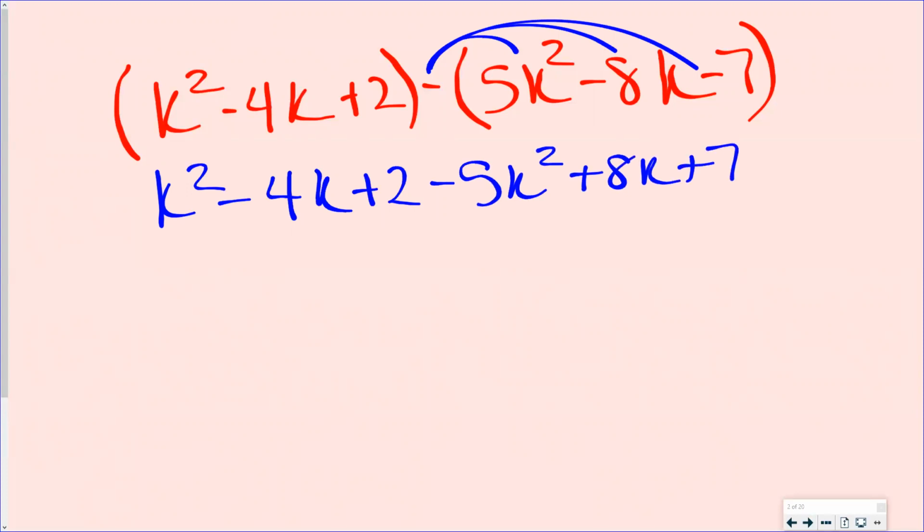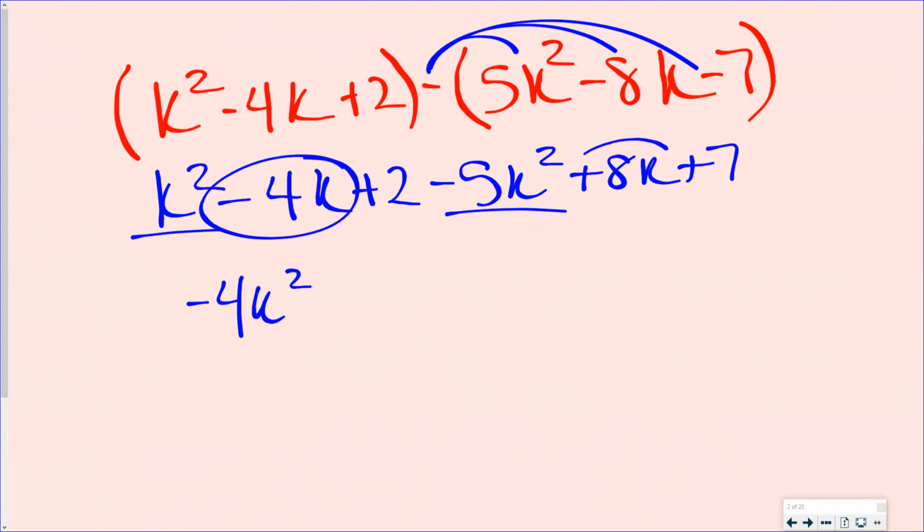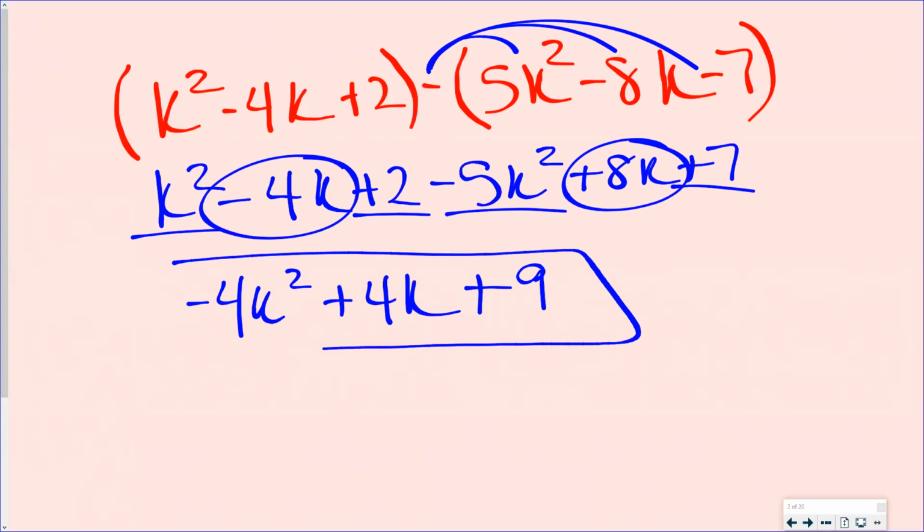So then my final answer is: take my k squareds and add them up to get negative 4k squared. Take my k's and add them up to get positive 4k. And then take my 2 and 7 and add them up and get 9. And that right there is what our answer should have looked like.